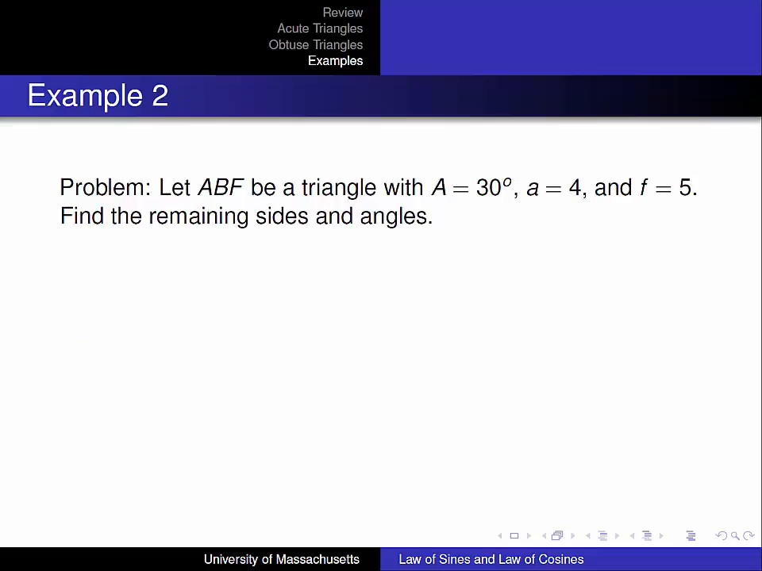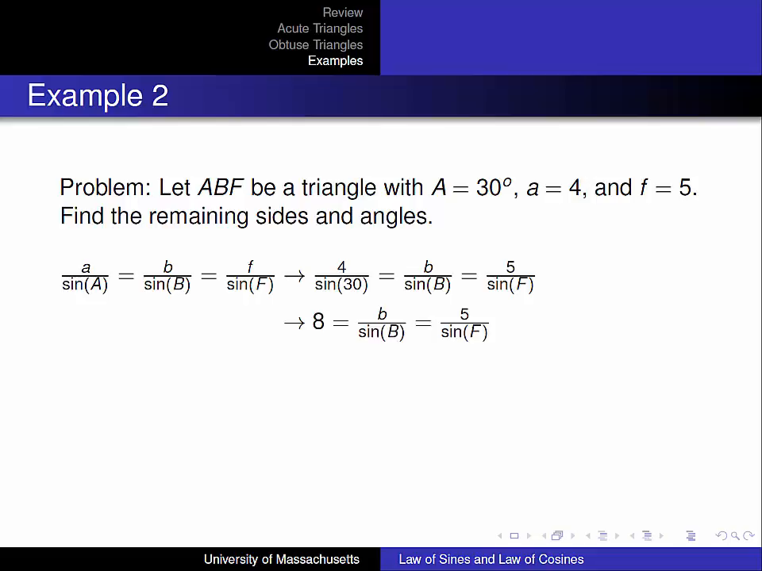Now here is a second example. This time, we're given a triangle ABF, and we're told that one of the angles, A, is 30 degrees, the side little a is 4, and the side little f is 5. So instead of being given two angles and one side, we're given one angle and two sides. We're going to start off the same way. We write down the law of sines, and then we fill in the information that the problem gives us. Remember that sine of 30 is 1/2, and so therefore we get that 8 equals b over sine b equals 5 over sine f.